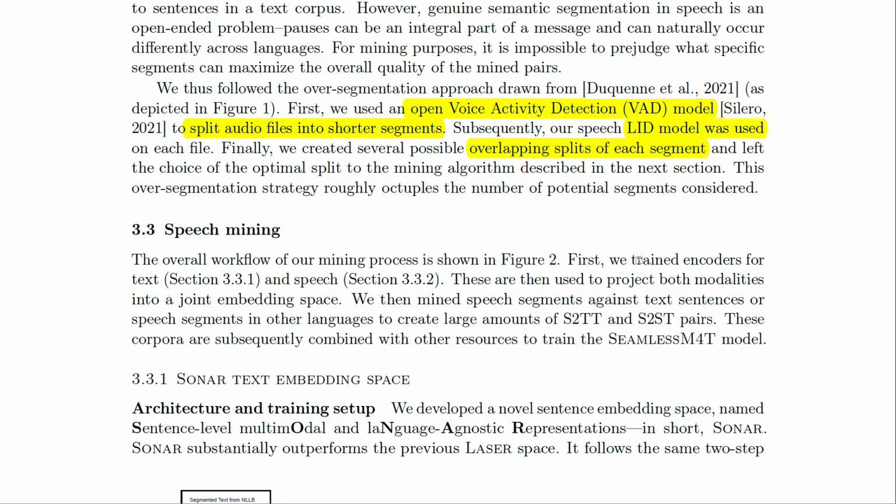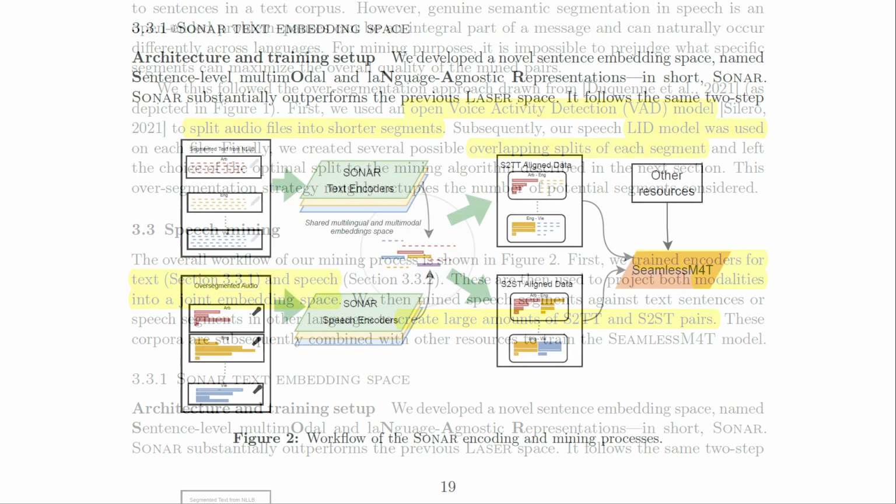With the groundwork laid, the next step was training encoders for both text and speech. These encoders were then employed to project modalities into a unified embedding space. Mining speech segments against text sentences or speech segments in other languages yielded a treasure trove of S2TT and S2ST pairs. These rich corpora were combined with other resources to train the SeamlessM4T model.